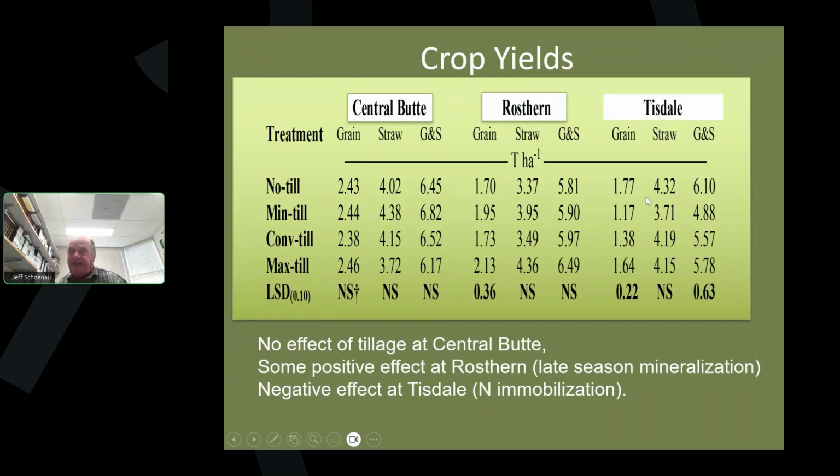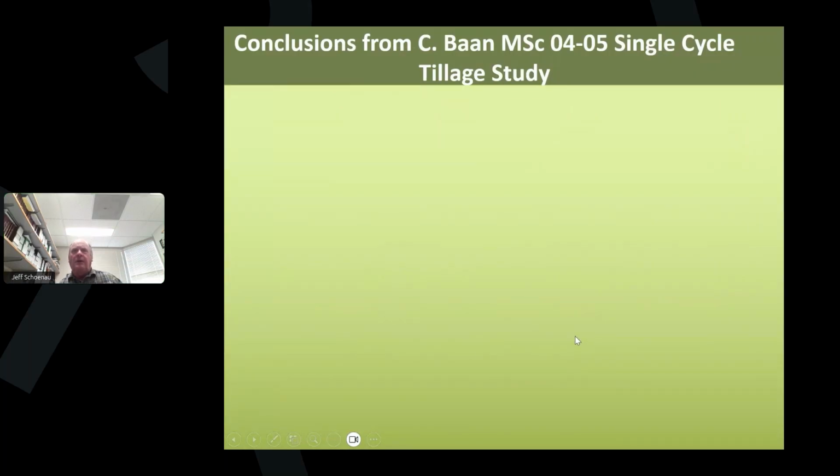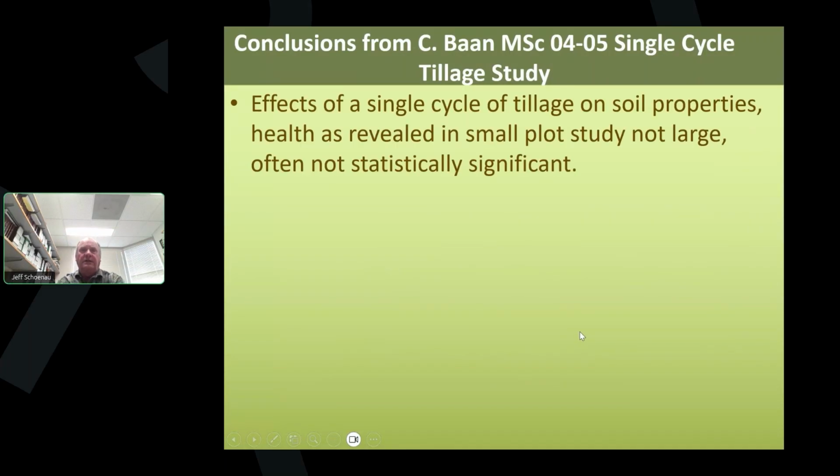At the Tisdale site, we did see a reduction in the grain yield of the following crop, and that was consistent with the reduced nitrogen uptake, the reduced soil nitrogen supply from that immobilization, when all of that straw with its high carbon to nitrogen ratio was worked into the soil. So, conclusions from Chris's study there from a single tillage cycle.